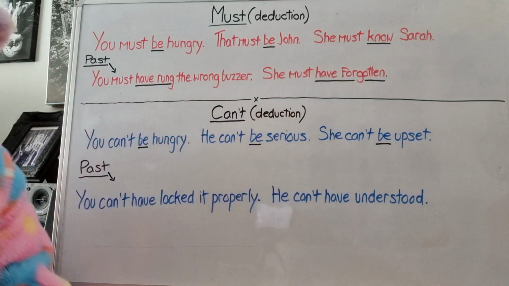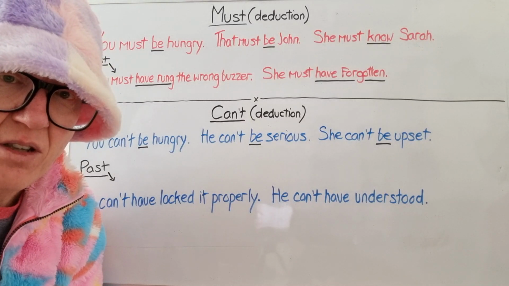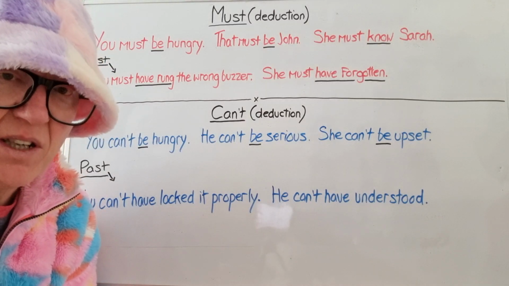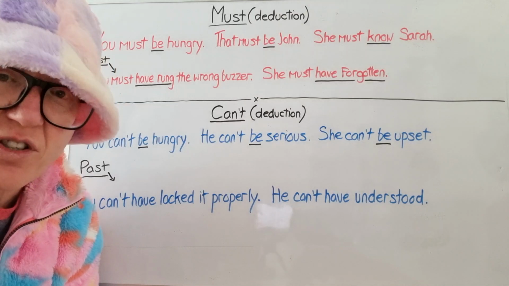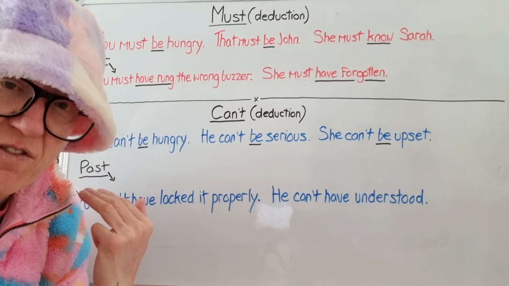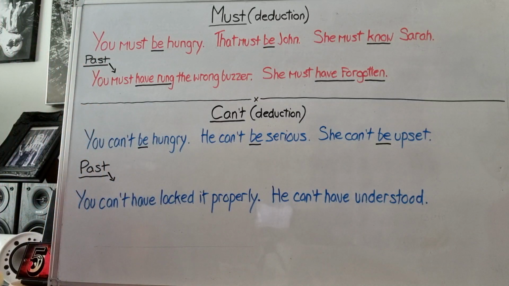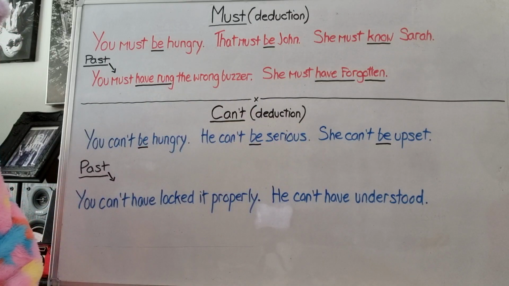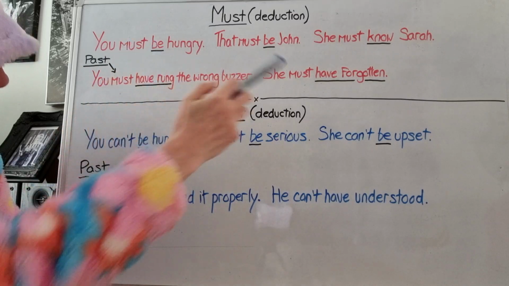She must have forgotten. Where's Laura? She's supposed to be here. Yeah, I know. Well, she must have forgotten. In the past, she forgot to come. She must have forgotten. Okay? So there you go. Must for deduction, plus infinitive for the present. And for the past, must plus have plus past participle.